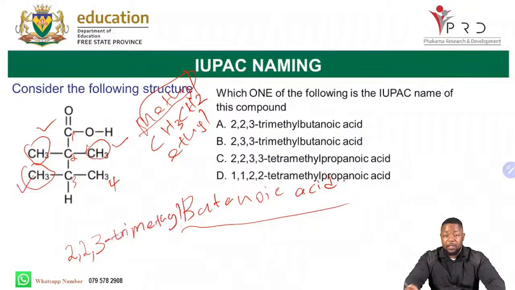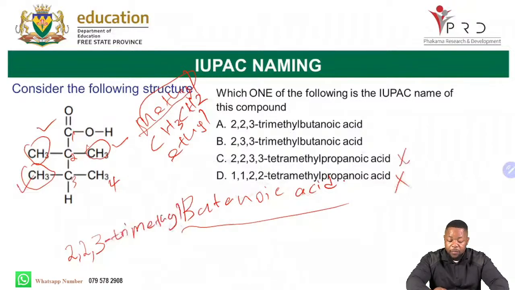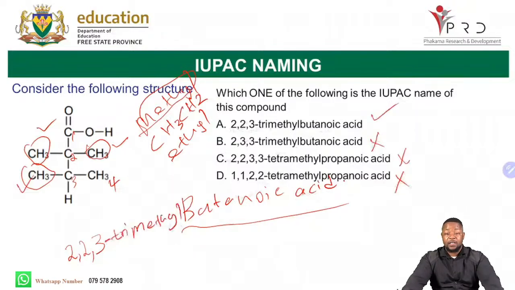So let's see if there's a name that is similar to that. If we start with D, D would say 1, 1, 2, 2-tetramethylpropanoic acid. That is not the same as our name. C says 2, 2, 3, that is not the same. B says 2, 3, not the same. Only A says 2, 2, 3-trimethylbutanoic acid. So the best answer in this regard would be option A.